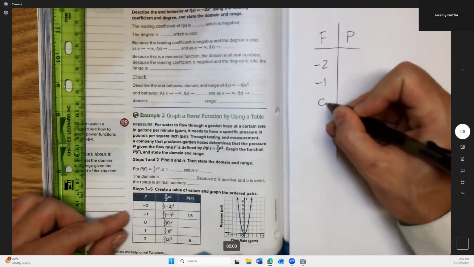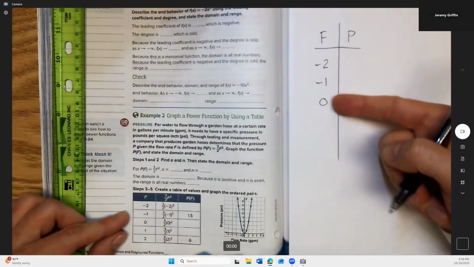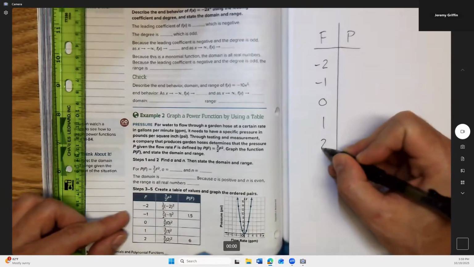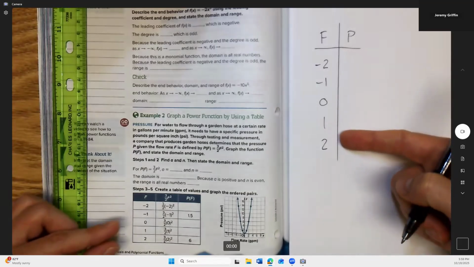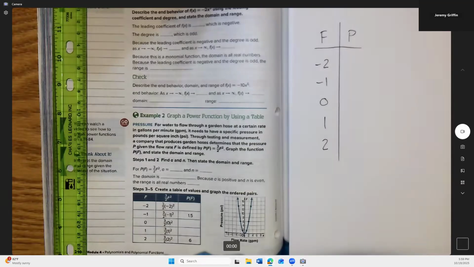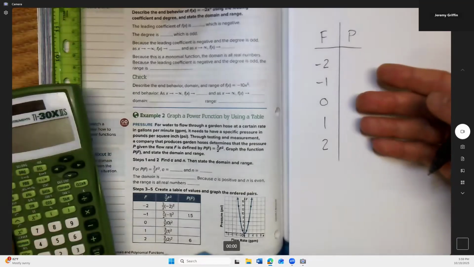So here there should be no difference at all. There's no flow rate. And what if the flow rate's positive? So many gallons per minute. What would the corresponding pressure be? Okay, so back to the point I was trying to make.